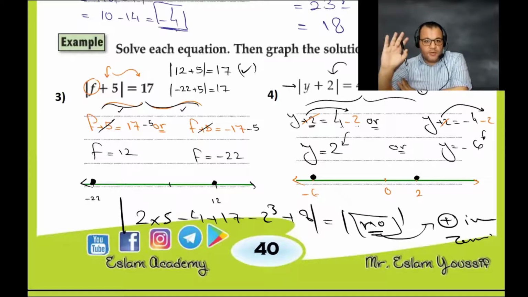Is there any problem for this? Only remove the negative. So for this one, negative 22 and 5 is negative 17. Outside the absolute value, it will be positive 17.